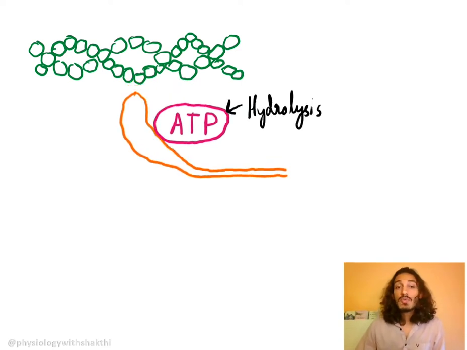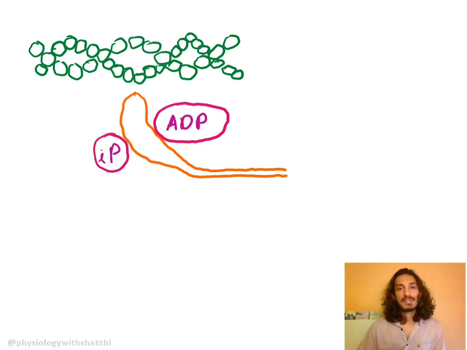Next, once this moves away, remember that for it to move away, ATP should bind. So the factor that results in this myosin coming out of your actin is attachment to ATP. Next, hydrolysis of ATP takes place. Hydrolysis of ATP means inorganic phosphate and ADP is formed, and this hydrolysis is what gives it the energy to cock.